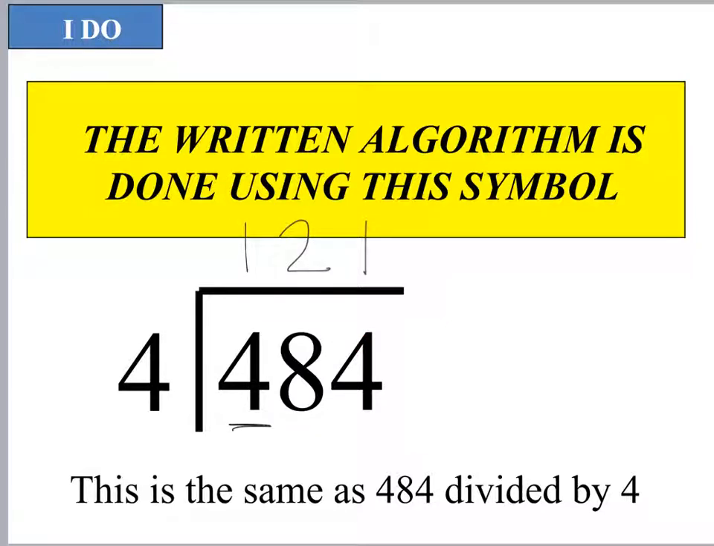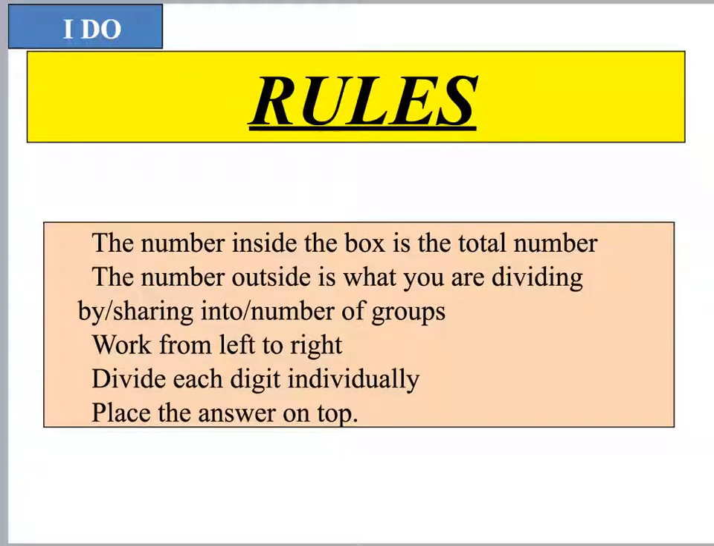Therefore, we could say the answer to 484 divided by 4 is 121. So the rules that I follow there is that the number inside the box is the total number. It's the number we are dividing, and remember, when dividing, the largest number comes first. In this case, the largest number goes inside the rectangle.